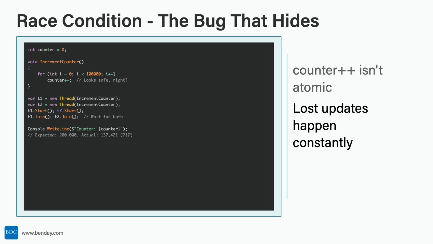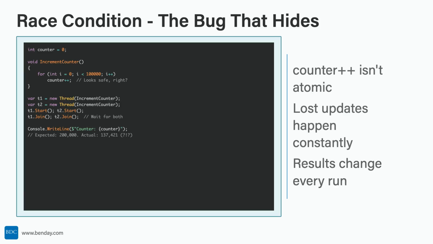Thread 1 reads 100, thread 2 reads 100, both add 1, both write 101. We just lost an increment. This happens thousands of times in our loop. That's why the final count is way off. Run this multiple times. You'll get different results every time. Sometimes 147,000, sometimes 183,000. The exact timing of thread switches determines the final value. This is what makes threading bugs so hard to debug.